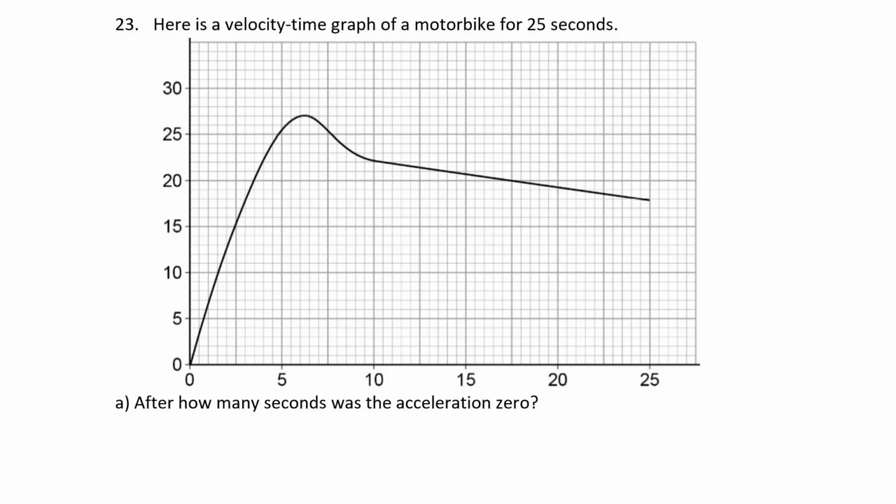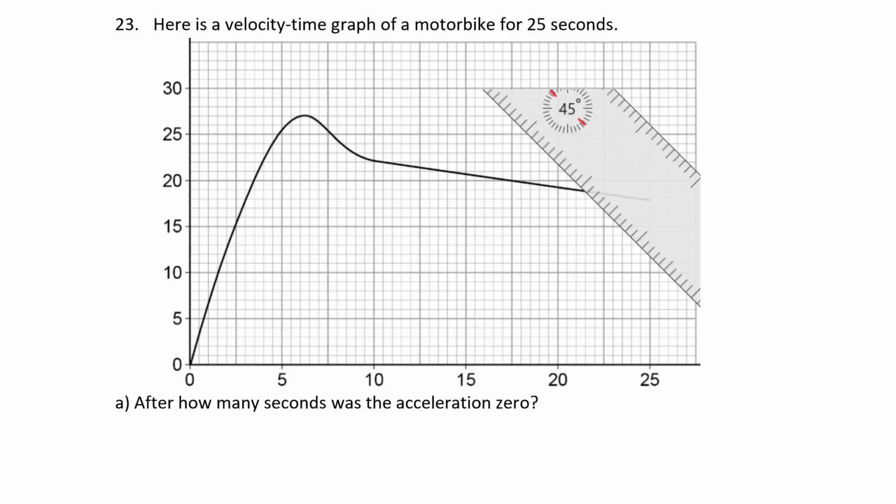Question 23. Here is a velocity time graph of a motorbike for 25 seconds. After how many seconds was the acceleration 0? Okay, well the acceleration is going to be the gradient of the velocity time graph, and the acceleration is 0 when the graph is flat. So you can see, where is it flat?